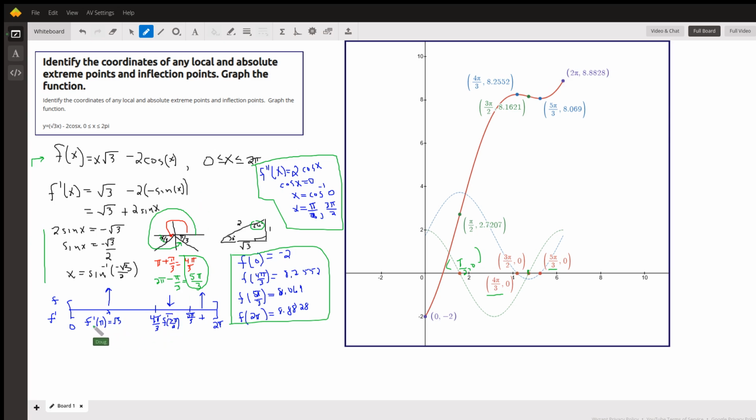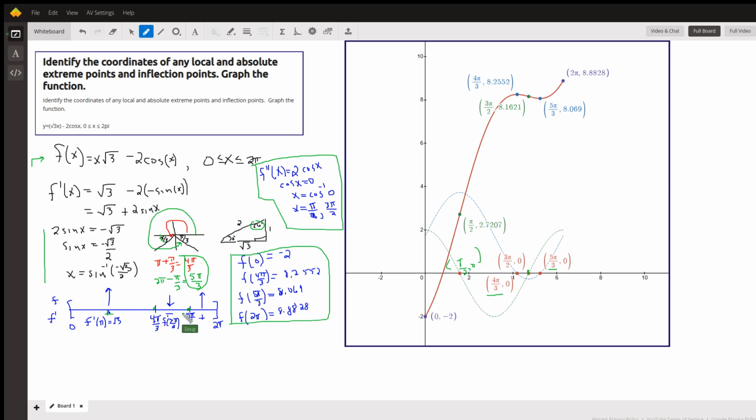So if we draw a little first derivative test number line and put on the critical numbers, 4 pi over 3 and 5 pi over 3, the sign of the derivative in each of these intervals will tell you whether the original function is increasing or decreasing. So for example, f prime of pi is equal to radical 3, which is positive. That tells us the original function is increasing.